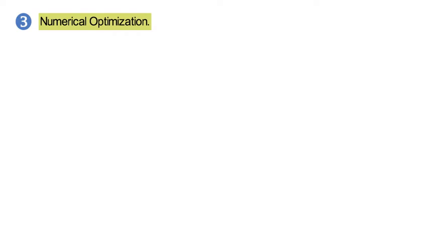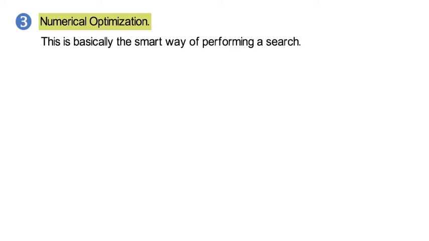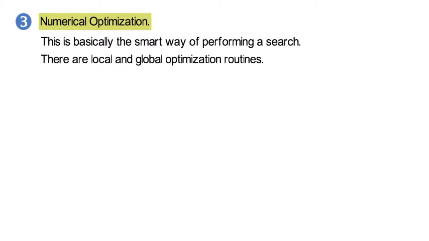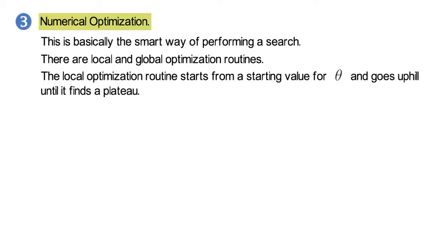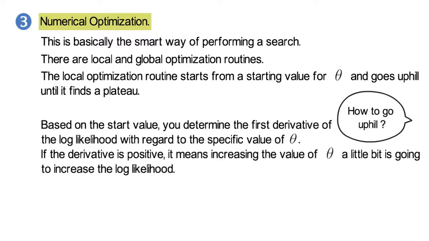Now let's turn to the numerical optimization. That is basically the smart way of performing a search. There are local and global optimization routines. The local optimization routine starts from a starting value for theta and goes uphill until it finds a plateau. Now you wonder how to go uphill. Well, based on the start value, you determine the first derivative of the log likelihood with regard to that specific value of theta. If the derivative is positive, it means increasing the value of theta a little bit is going to increase the log likelihood.